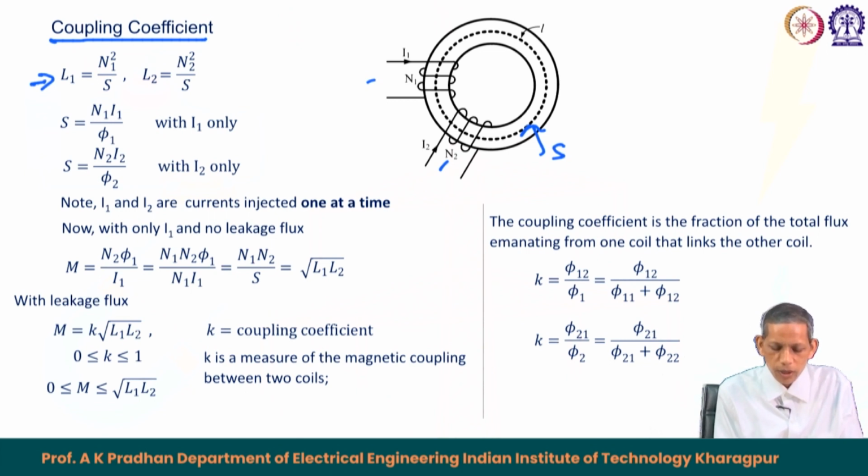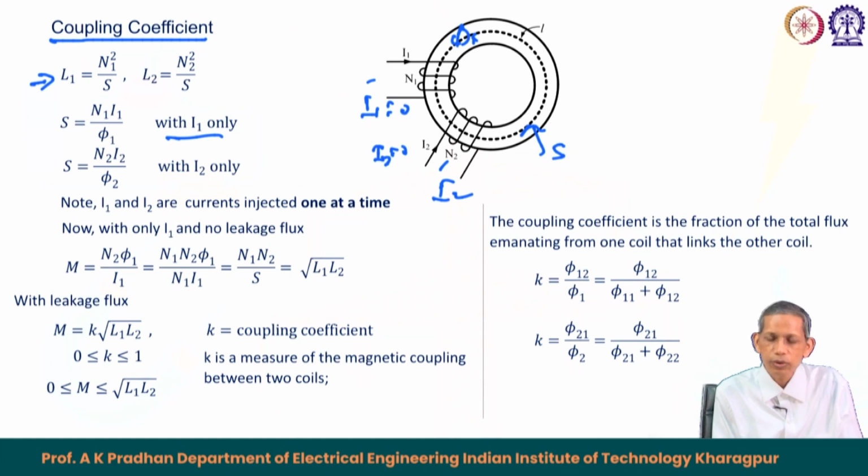So, S equals N1 I1 upon φ1. When we only energize coil 1 with I1 current, at that time I2 equals 0. So, at that time S equals N1 I1 upon φ1, where φ1 is the flux in the core at that time. Similarly, S equals N2 I2 upon φ2 whenever we energize the circuit with only I2, in which case I1 equals 0 and the flux will be φ2. Since φ times S equals N I, the MMF, from that relation we are getting this.